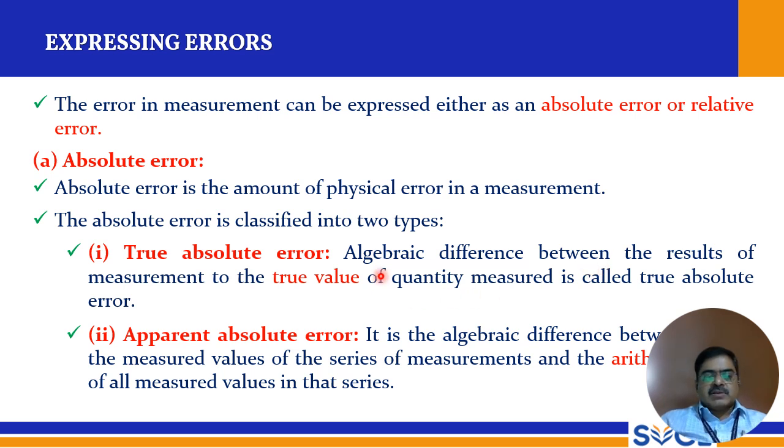True absolute error is the algebraic difference between the result of measurement and the true value of the quantity measured, whereas apparent absolute error is the algebraic difference between the measured values of a series of measurements and the arithmetic mean of measured values in that series. So here you have to take a set of readings, then you can find the absolute error by finding the arithmetic mean. How to find the statistical values we will see in today's session itself.